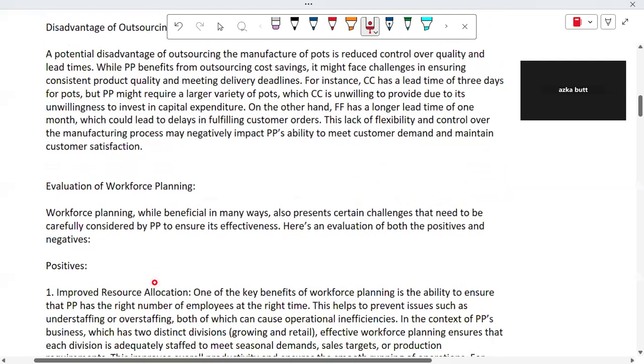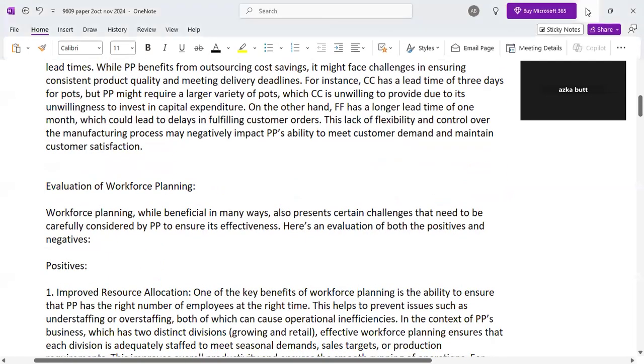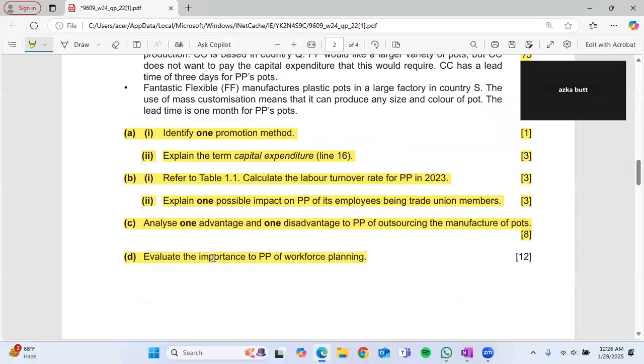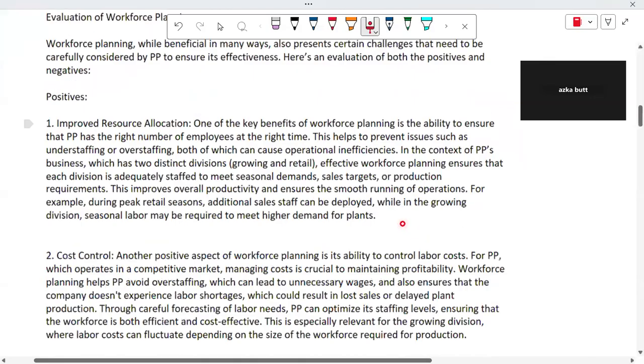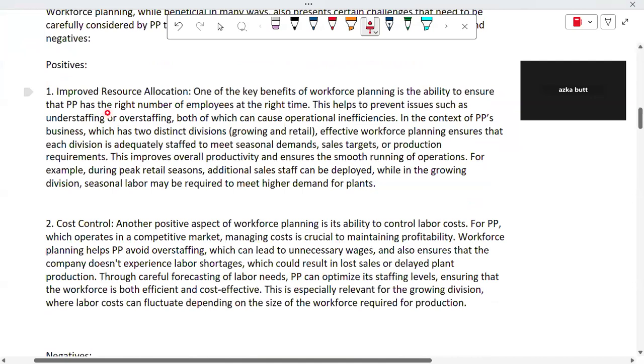Okay. The next question: we have to evaluate the importance to PP of workforce planning. Okay. Now, first of all, we are going to see the positives of workforce planning. So the advantage of workforce planning will be that there is improved resource allocation.